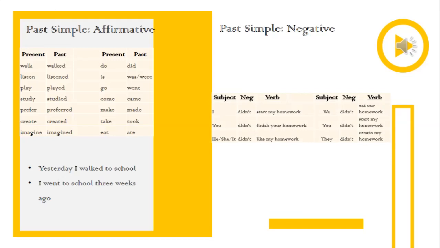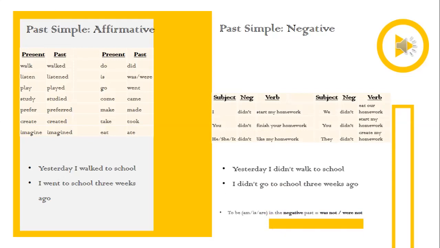In the negative form, you must have didn't. You need didn't in all of your negative sentences talking about the past. Yesterday, I didn't walk to school. I didn't go to school 3 weeks ago. In the negative sentences of the past, you do not need to change the verb, but you only need to have didn't. And don't forget, the verb to be in the negative becomes was not and were not. In those sentences, you do not need didn't.